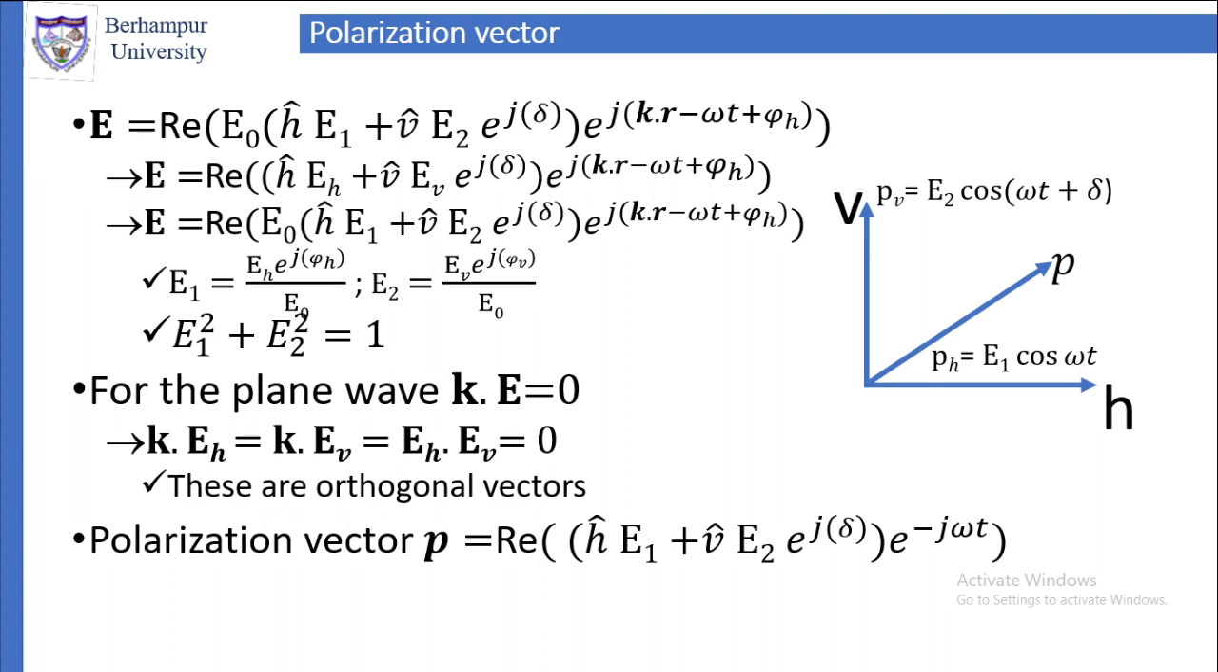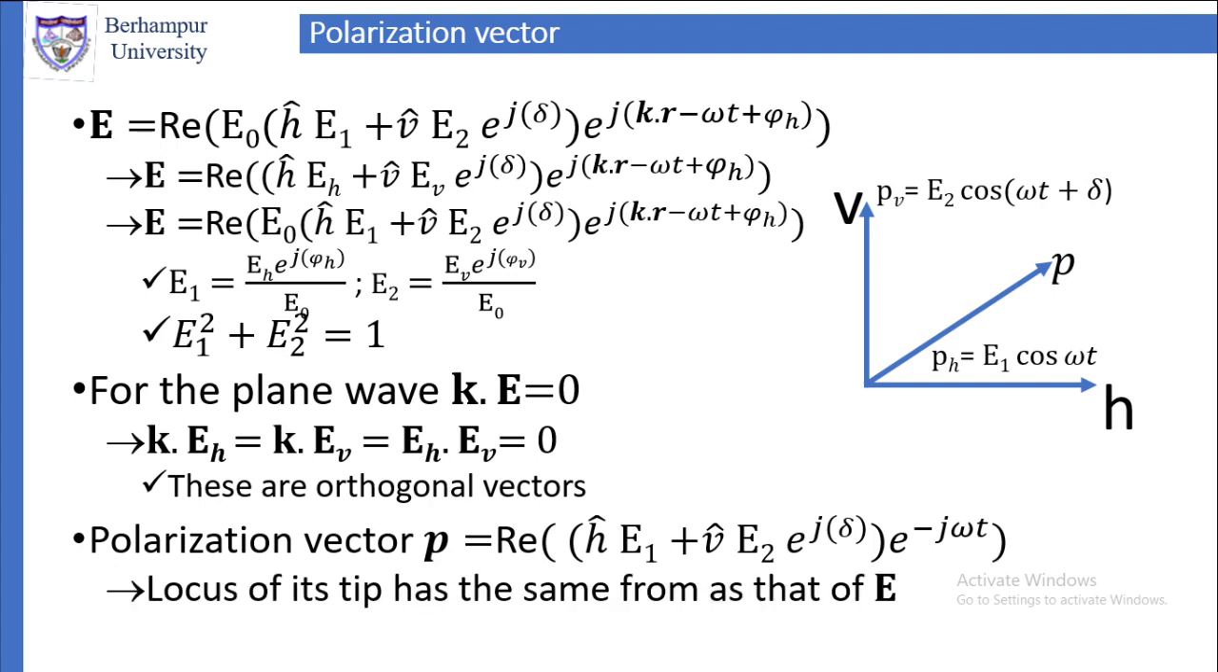Then we define the polarization vector. The polarization vector P is equal to the real part of (H cap E1 plus V cap E2) into e to the power j delta, whole into exponential minus j omega t. So what we have is time variation of e to the power j omega t, a time harmonic variation. Then the horizontal and vertical components of the normalized fields are fixed, and the phase difference of the vertical component from the horizontal component is there with the power j delta.